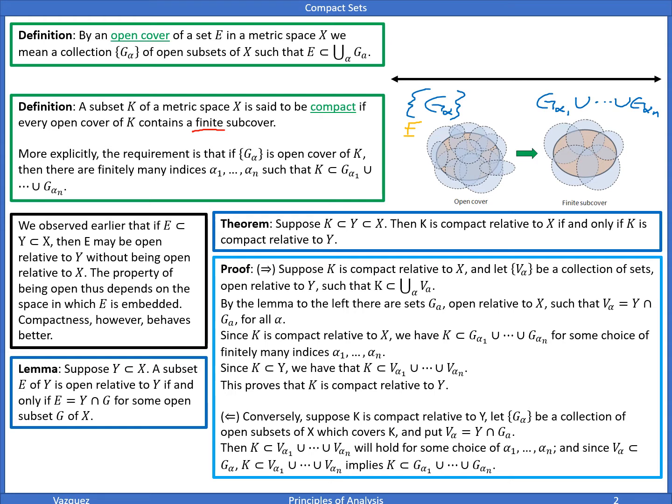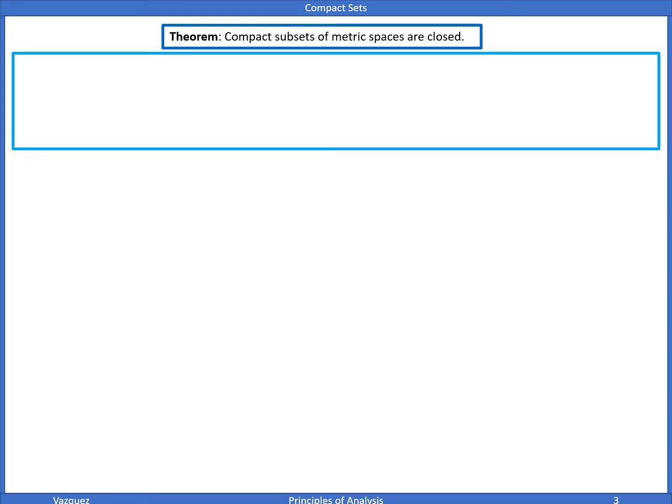So with that said, we're going to move to a theorem that says compact subsets of metric spaces are closed. We have this theorem, so we're going to let K be a compact subset of a metric space X, and we're going to prove that the complement of K is an open subset of X. We've already proved that a set is closed if and only if its complement is open.